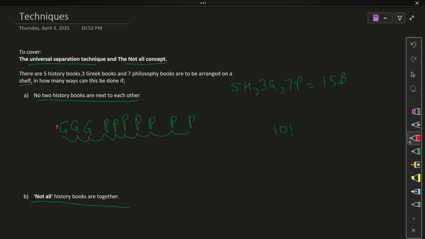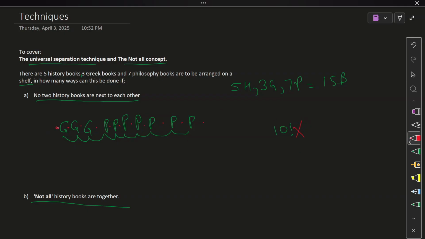One position here, second here, third here, fourth, fifth, sixth, seventh, eighth, 9th, 10th, 11th. I have unlocked these positions between the books and the first position and the last position. This is the way to unlock positions. Now, I still have books to arrange, so I'm going to multiply.